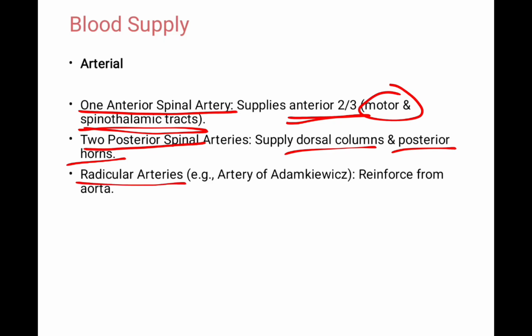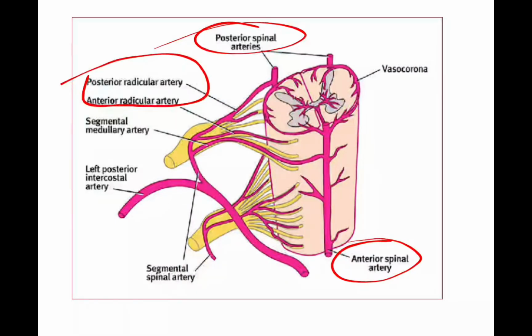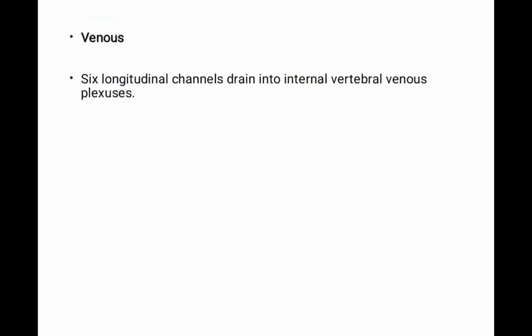The radicular arteries, for example the artery of Adamkiewicz, reinforce from the aorta. Yes. So we have the posterior spinal arteries, of which there are two, and one anterior spinal artery, and we have the radicular arteries, posterior and anterior radicular arteries. They also supply the spinal cord.